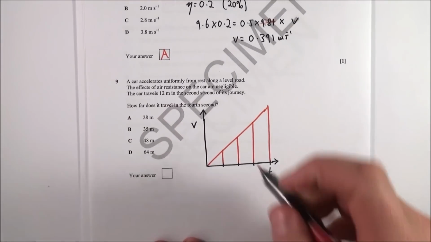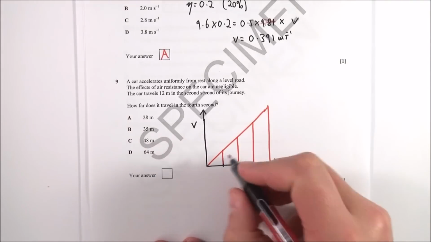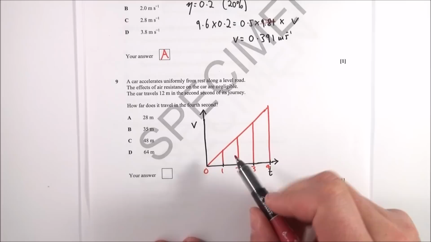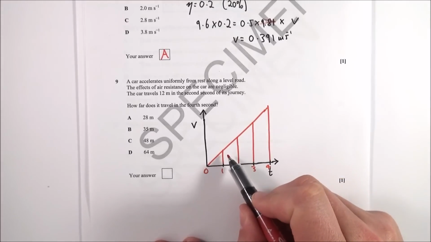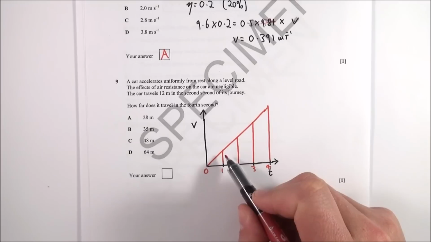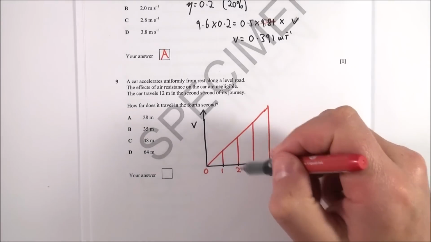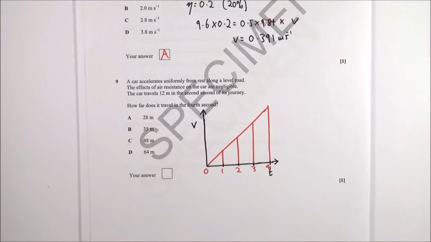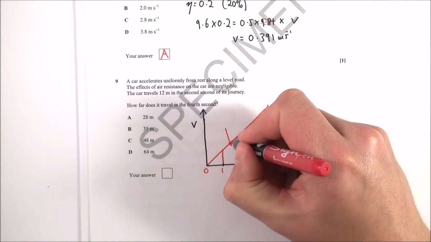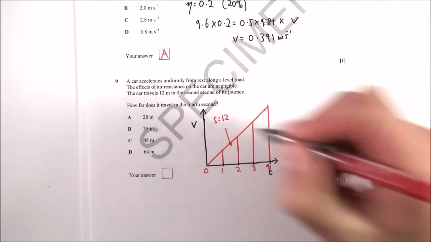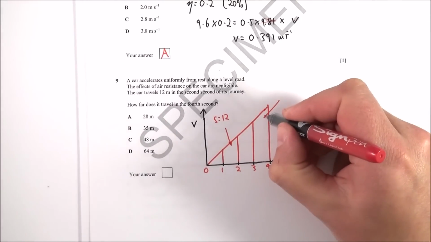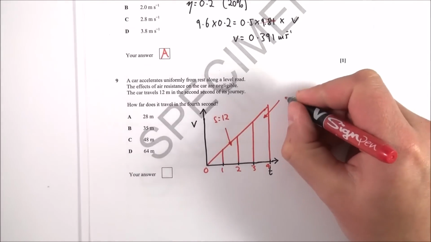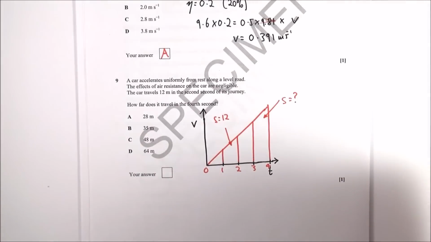So what do we know? Well, in this region here, if this is time 0, 1, 2, 3 and 4, in this second of its journey, so not 0 to 1 but 1 to 2, it travels 12 meters. So effectively here the displacement S is equal to 12. We want to know the displacement between seconds 3 and 4, and that is our unknown quantity.